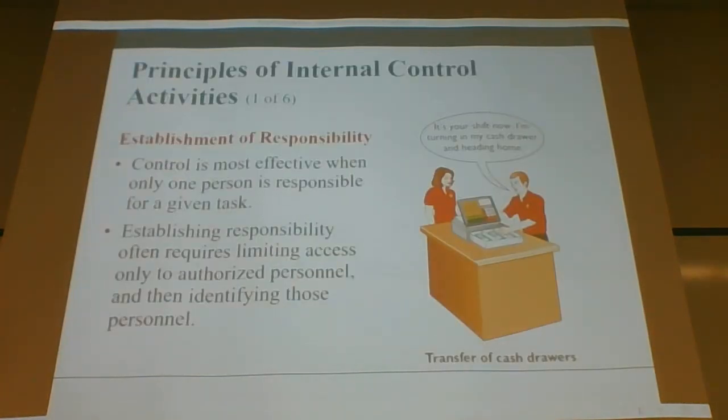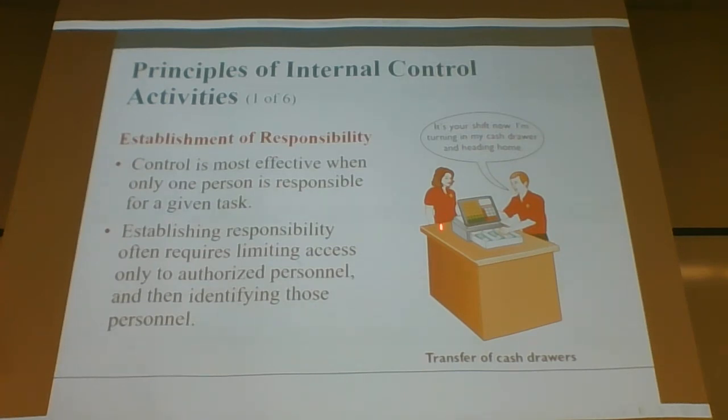All right, so we've got some principles of internal control activities, and when we say that, we're on that 3rd component, control procedures. So the first one here is establishment of responsibility, and we need to be careful here because we're going to have another principle that comes into play that might confuse you. But it says control is most effective when only one person is responsible for a given task.